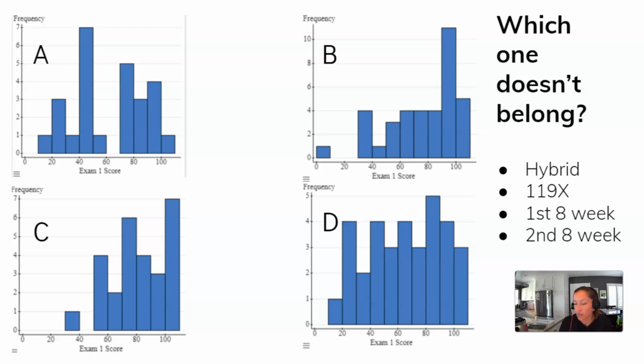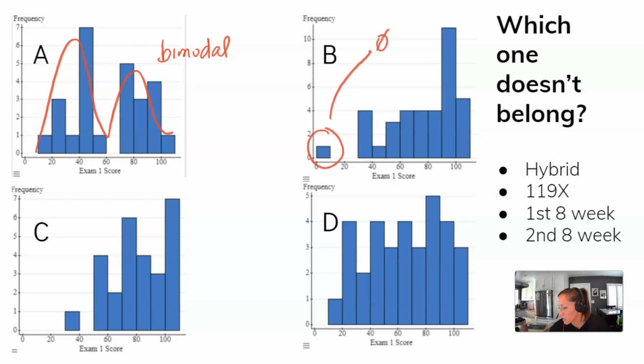Which one of these doesn't belong? I like these types of questions because if you think about it for a moment, all of these have a correct answer for why they might not belong. We could look at A and note that this is the only group that is bimodal, that has that gap in the middle as opposed to towards the end of a tail. We could talk about group B and how this is the only class with a 0. Every other class, people at least got some points.